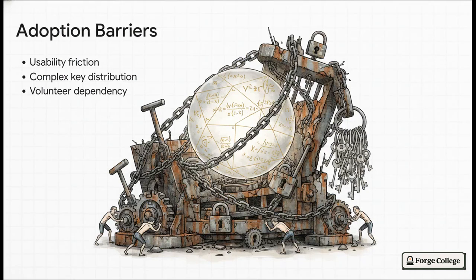The absolutely crucial point I want you to take away from this era is that the failure to achieve mainstream adoption was not because of broken math. The math was incredibly sound. It failed because of clunky user experiences and the heavy reliance on social trust. Severe usability friction, complex manual key distribution, massive dependency on volunteer infrastructure, and a complete lack of broader network effects basically meant these tools mostly remained the toys of brilliant hobbyists and highly technical cryptographers.